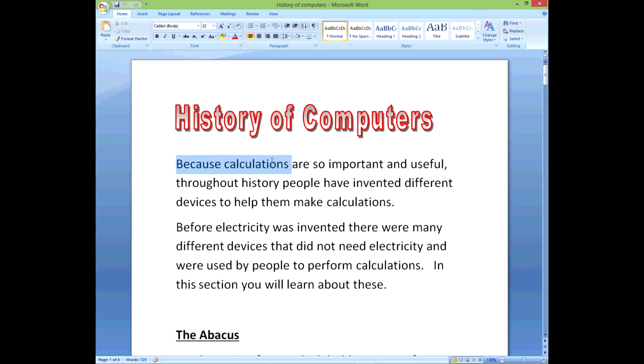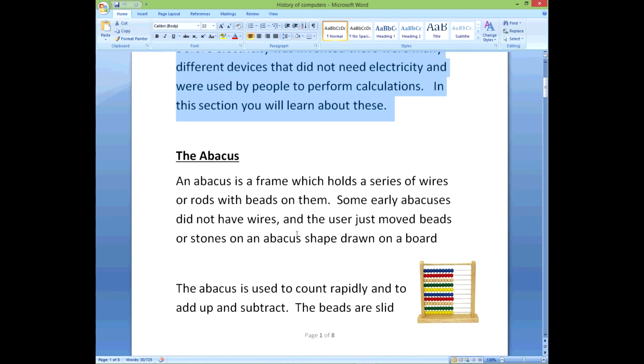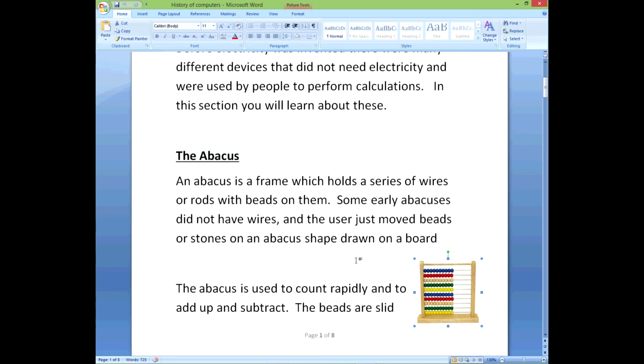Initially, calculations were used mostly by merchants and so on, and they needed to add, subtract, multiply, divide quickly. Now, this was the time before electricity and before any of the modern day devices were invented, but people still calculated in those days. How? They used the abacus. And there's a picture of the abacus. There's more than one type of abacus. This one is a wooden one. It's not as advanced, but they still use it in basic school to teach children how to count.